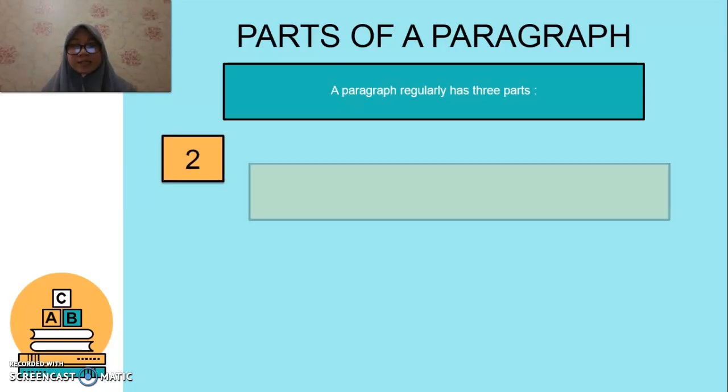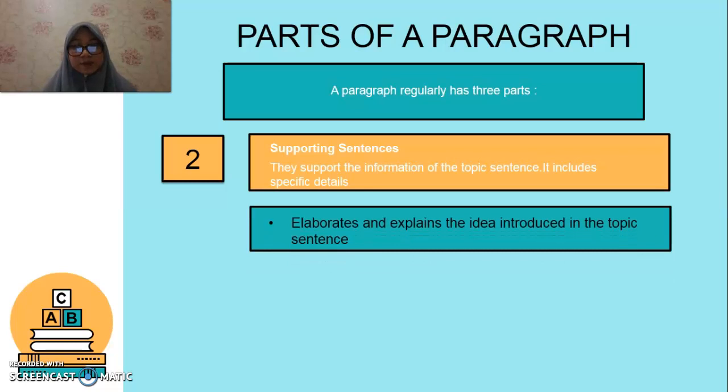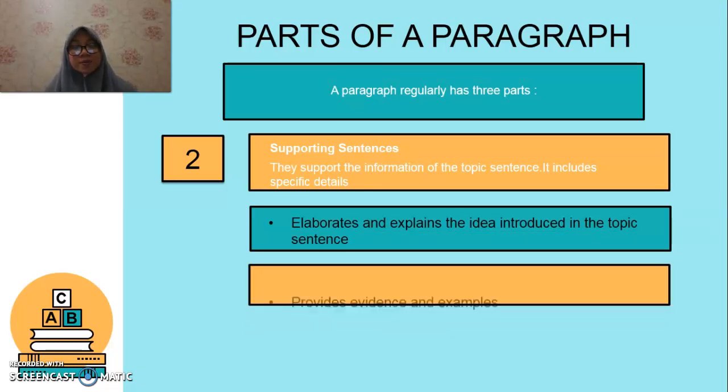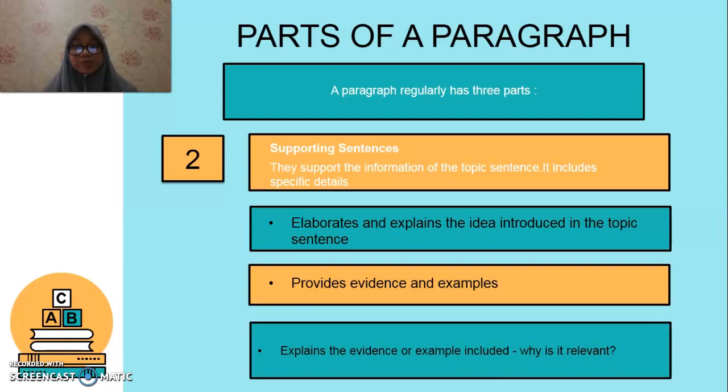And then number two, supporting sentence or the middle sentence. They support the information of the topic sentence. It includes specific details, elaborates and explains the idea introduced in the topic sentence, provides evidence and examples, and then explains the evidence or examples included. Why is it relevant?